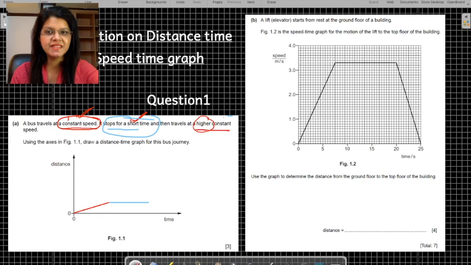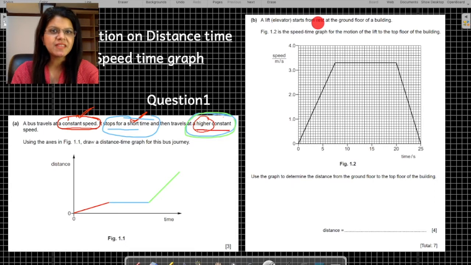Now part 3 says, now it travels at a higher constant speed. How do you represent a higher constant speed? Again, an inclined straight line, but with a higher gradient. Right? Constant speed is depicted by an inclined line, and the higher the constant speed, the greater the gradient. The steepness of the curve is higher. So part A is done. Let us come to part B.